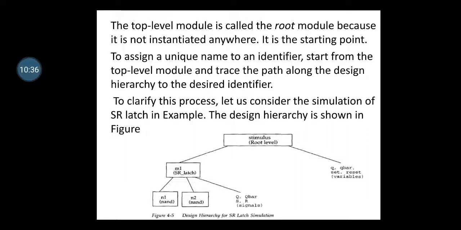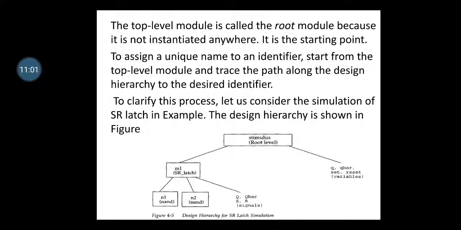It is now called the hierarchy. This will show you the level also, and who is calling whom, who is instantiating, and for which particular level they are working. I cannot say that NAND gates N1 and N2 are working for the stimulus. For whom are they working? They are working for the SR latch. And for whom is the SR latch working? It is working for the stimulus block. This is what is called the design hierarchy.